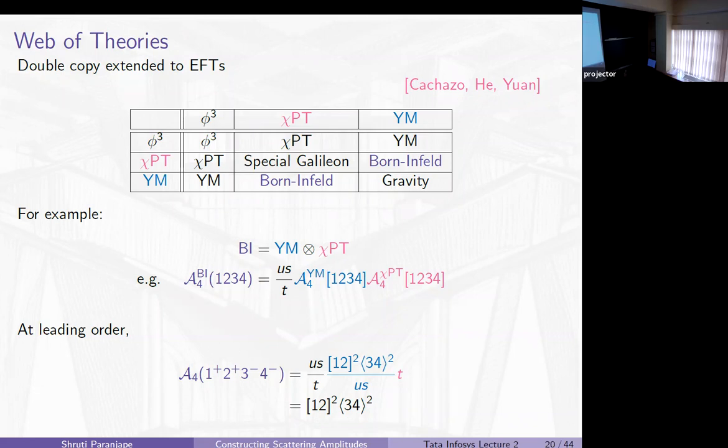In particular, you'll recognize this one from our discussions before this. Born-Infeld is a double copy of Yang-Mills with NLSM, the nonlinear sigma model. So you just put in the requisite amplitudes, and you get out the Born-Infeld amplitude. What is it?